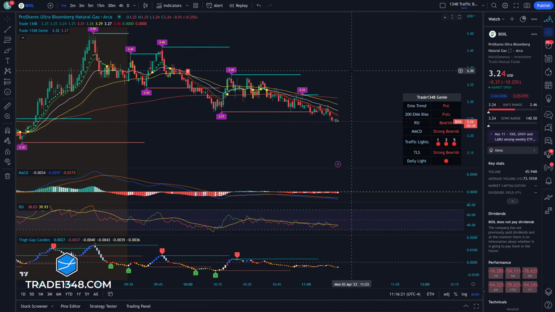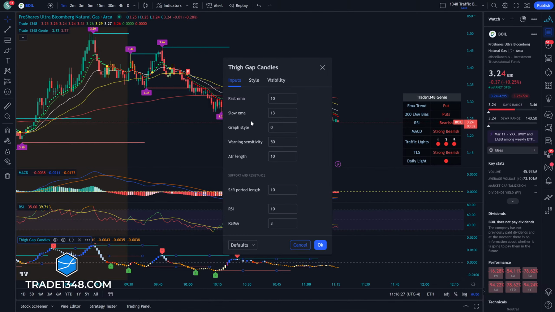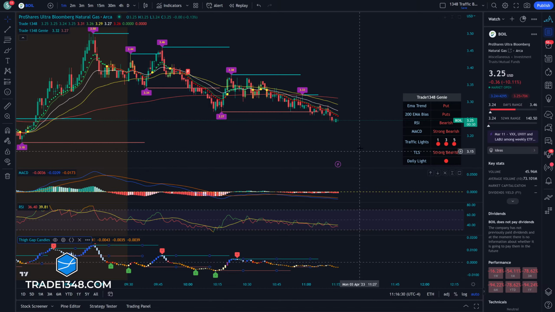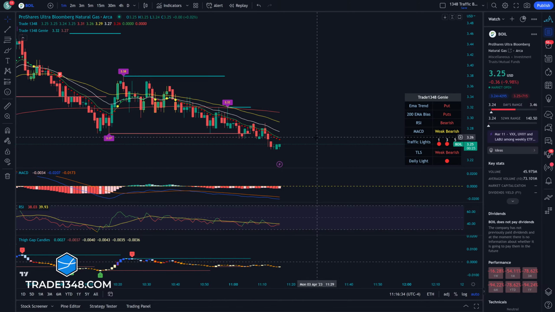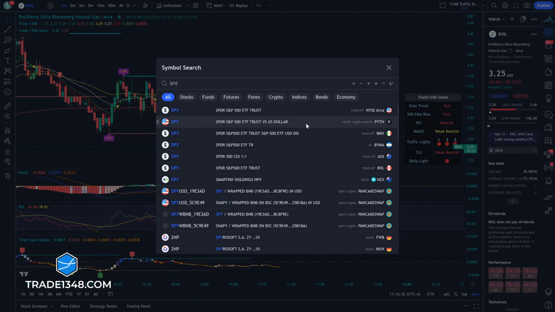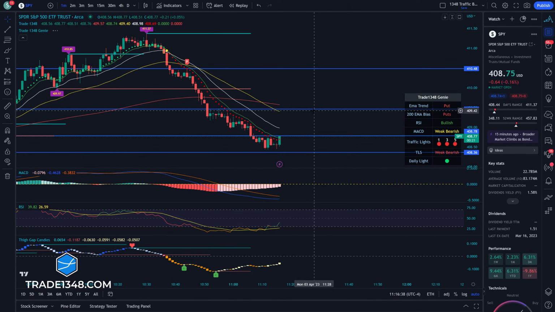Notice the new chart with things that are different than yesterday's release. Just download the new chart. And you'll see we updated the settings back to 10 and 13 on the thigh gap. Okay, let's go back to the SPY, see what she's doing. Yeah, SPY came down to a level, now consolidating at this level.